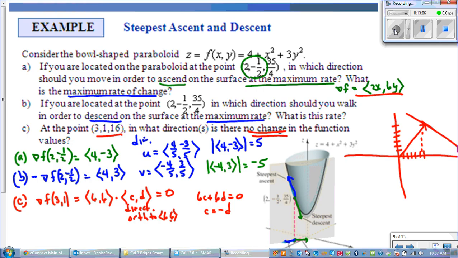So you could just pick anything. You could pick, let c be 6, or d be 6, and that means that c is going to be -6. So just find a vector. It's real simple just to pick the opposite of one of these two.